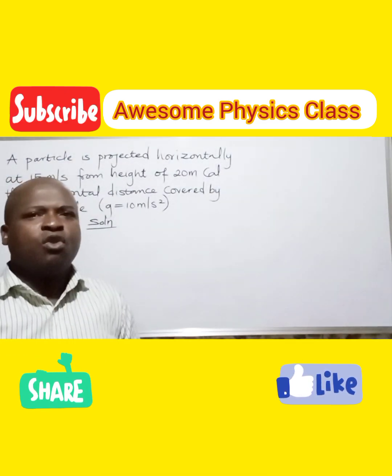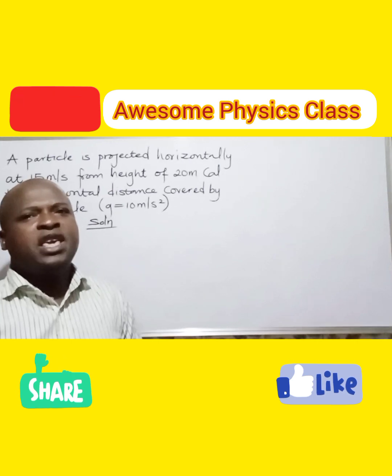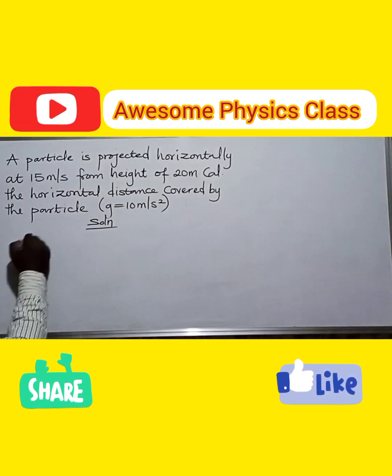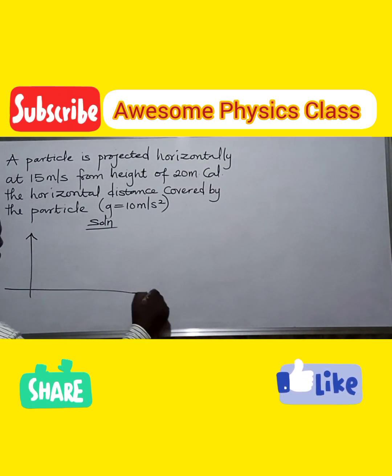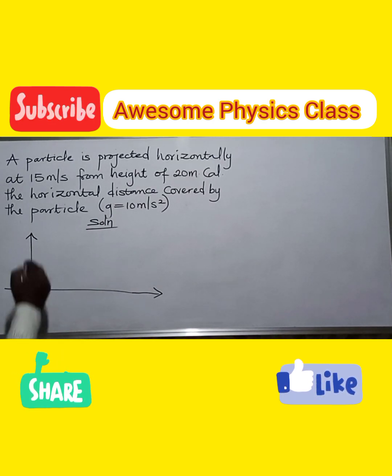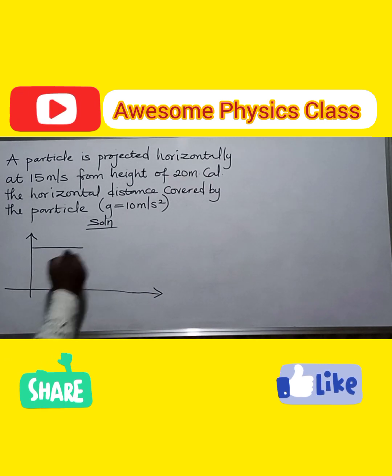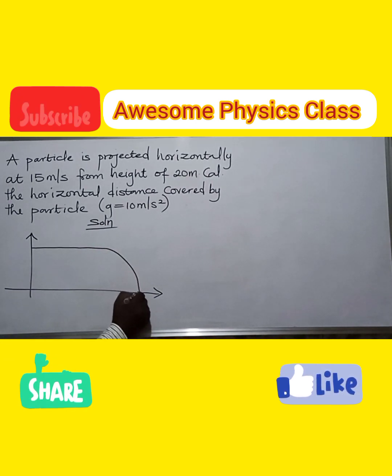We need to draw the diagram of this particular question before we can solve it. If I draw it, I am going to have something of this nature. A particle is projected horizontally. That means the particle is projected horizontally in this format, and it will surely fall down.